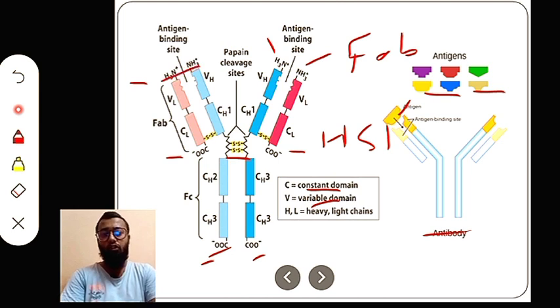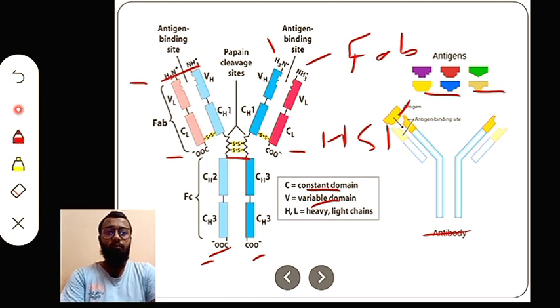This region is also called the paratope, because it is the antigen binding region of the antibody. On the antigen it is called the epitope. The epitope is the region where the antibody binds on the antigen, and on the antibody it is called the paratope. So remember, students, paratope and epitope are two different terms.